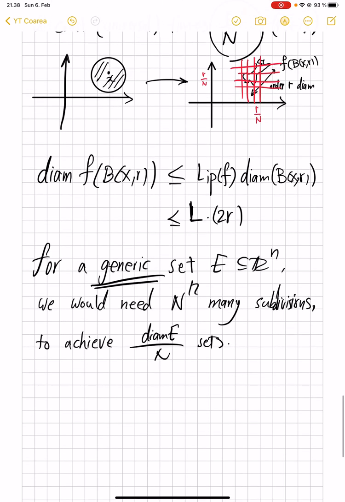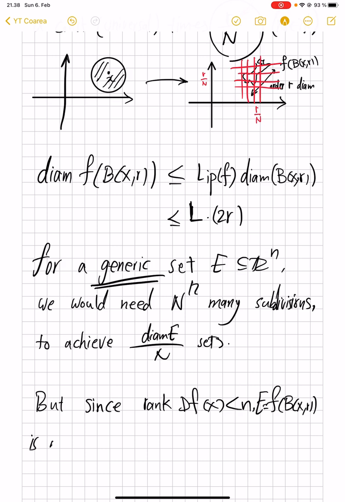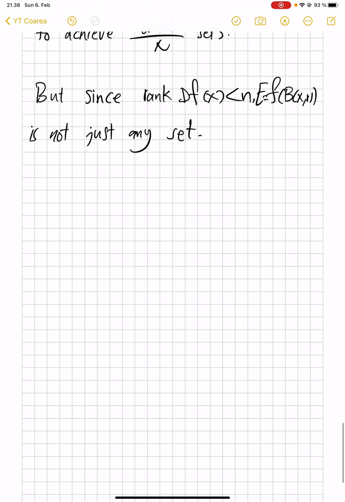But we will show that since the rank of the derivative of f at x is less than n, this f(B(x, r)), this is our E, is not just any set. It's special, and we will see in what sense. So I have to redo my picture. Here will be my point x, and here goes my function f.